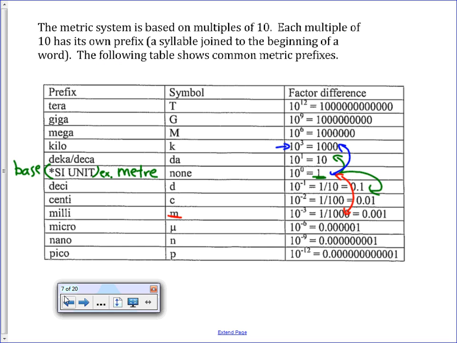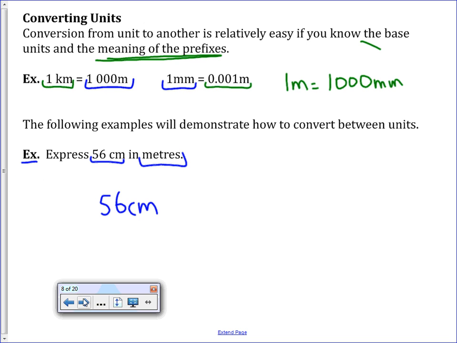And using our chart, if we identify where that centimeter is on our chart relative to meters, so again, here's our meter, the base unit. Sorry, that's decimeter. Our centimeter, below the decimeter, is 100 times smaller than our base unit. So we have 100 centimeters in 1 meter.